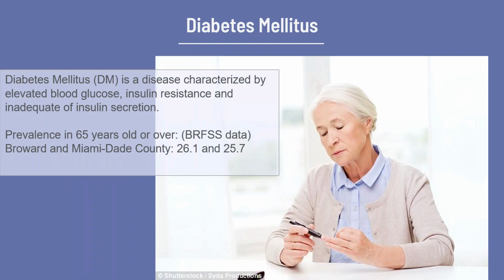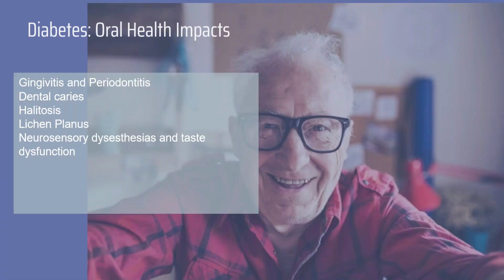The other system is the endocrine system, and in that system we are going to talk about diabetes mellitus. The prevalence of diabetes mellitus in the senior population of Broward and Miami-Dade County is around 26 and 25% respectively. The oral manifestations of diabetes can be seen in the form of gingivitis, periodontitis, dental caries, and halitosis, which are the most common forms. But the uncommon oral manifestations, which can be seen rarely and in uncontrolled diabetics, are lichen planus, neurosensory dysesthesia, and taste dysfunction.